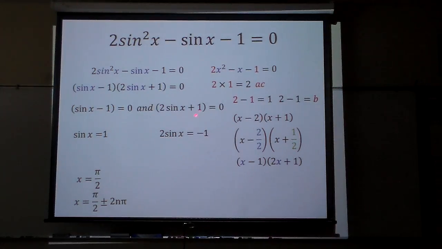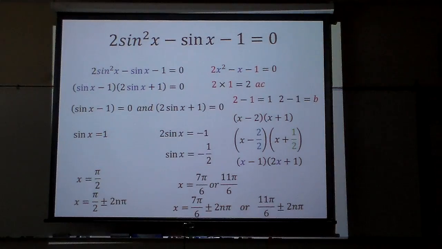If I subtract 1 from each side here, and then divide by 2, sine is negative 1/2. Where does sine equal negative 1/2? Well, I believe that's at 7 pi over 6 or 11 pi over 6. But once again, what do I still need to add to these? The plus or minus, the what? 2 n pi. So here are the three answers.